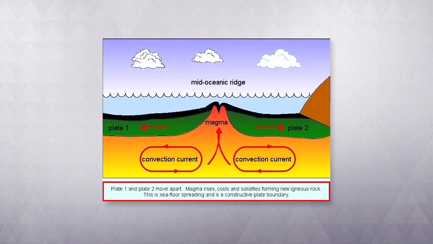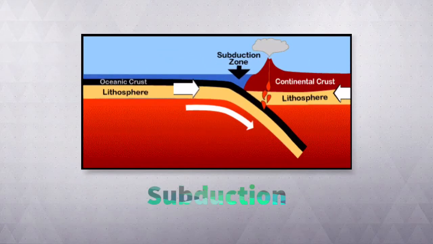Due to the heat from the core, there are convection currents in the semi-rigid mantle. This means that the tectonic plates are able to move very, very slowly. The movement of the tectonic plates can lead to something called subduction.